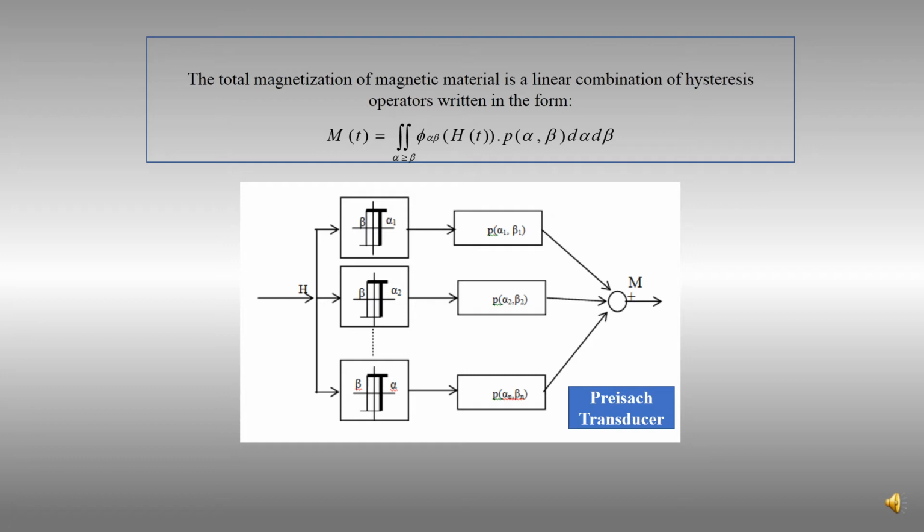The total magnetization of the material is written in a simplified manner as the sum over all hysterons, as shown in this figure, whose states are defined by the applied field H of t. The total magnetization of magnetic materials is a linear combination of hysteresis operators, written in the form of the mathematical expression shown on this page.